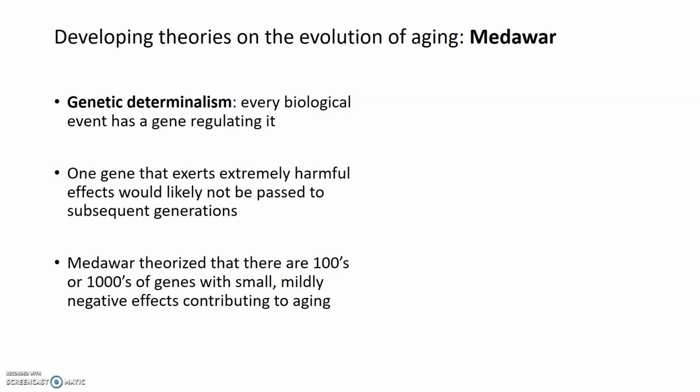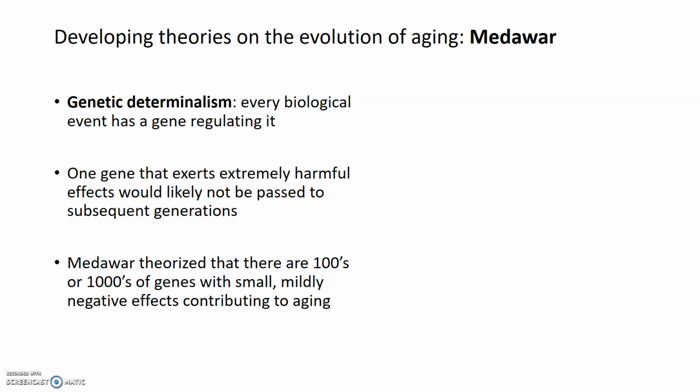And this is based on the idea of genetic determinism, right? So every biological process has a gene that regulates it. And in Medawar's time, that would have meant that one gene could have exerted this harmful effect, causing aging. But if it was one gene and this effect was so harmful that it caused aging, it likely would have never made it through natural selection to subsequent generations, right? It wouldn't have allowed organisms to survive to reproductive age. Therefore, they wouldn't have been able to reproduce, and they wouldn't have been able to pass on these really harmful aging genes.